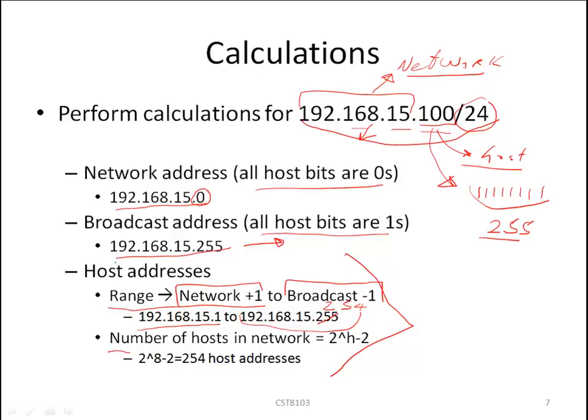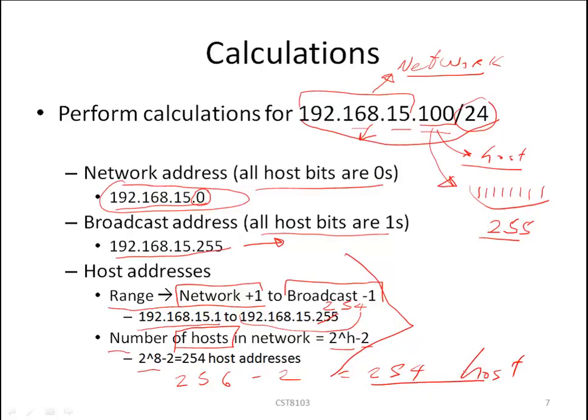Finally, in network ID 192.168.15.0, how many hosts can exist in this network? So the formula is 2 to the power h minus 2. So 2 to the 8 is 256, minus 2 equals 254 host addresses can exist on this network.